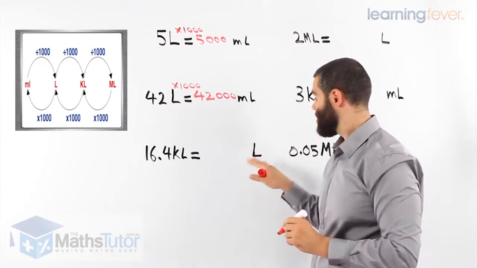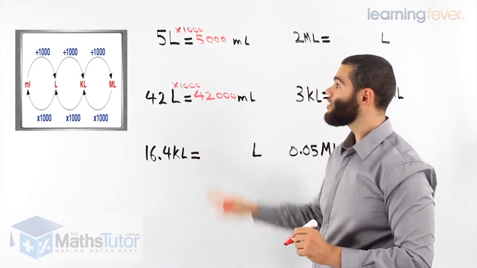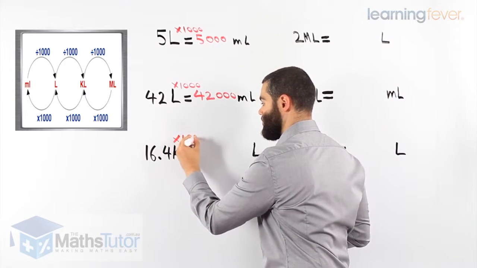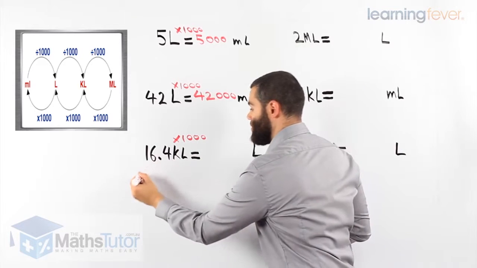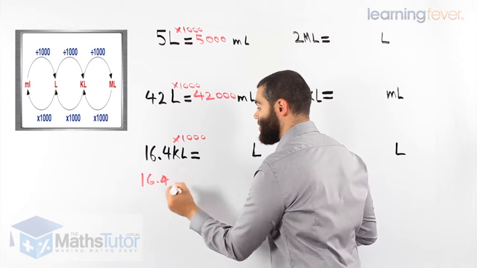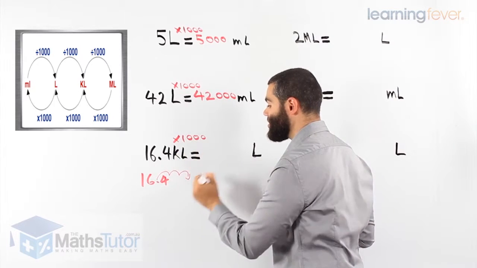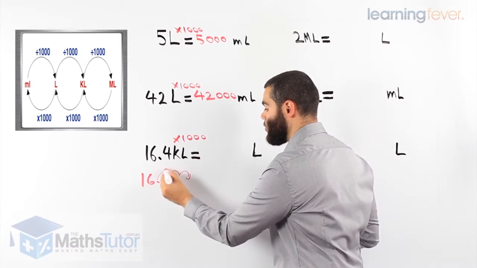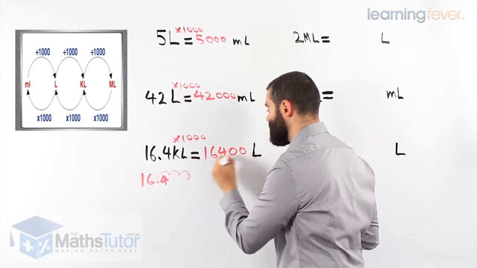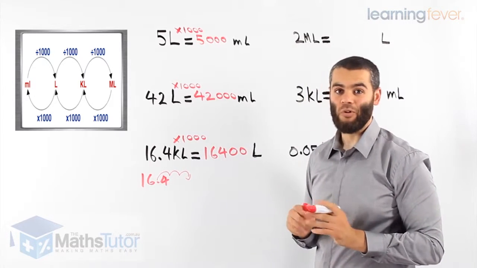16.4 kiloliters. We want to know how many liters that is. From kiloliters to liters, we times by 1,000. Now you can of course do it in your calculator. Times 1,000, you move 1, 2, 3 times because you're times by 1,000. 3 zeros. You're moving the point 3 times to the right. 1, 2, 3. So 1, 6, 4 and 2 zeros. 16,400 liters in 16.4 kiloliters.